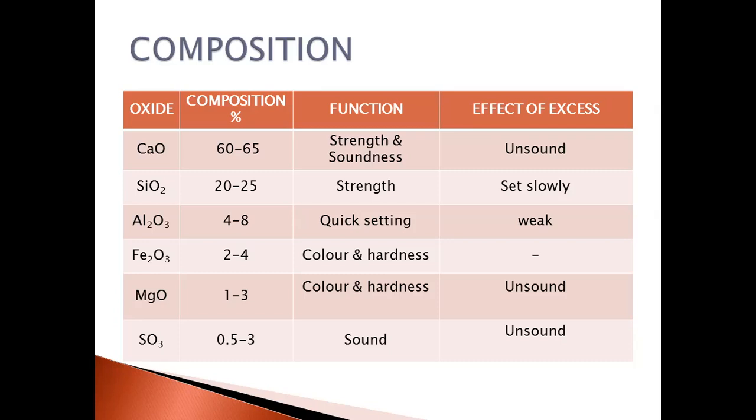Next is iron oxide. It should be 2 to 4%, and magnesium oxide should be 1 to 3%. Both of these impart color and hardness to the cement. If magnesium oxide is more than 3%, it makes the cement unsound. And sulfur trioxide should be 0.5 to 3%, which imparts soundness. If it is in excess, the cement will expand.